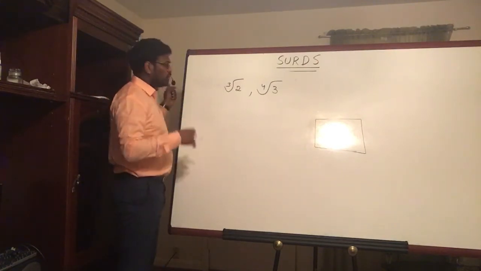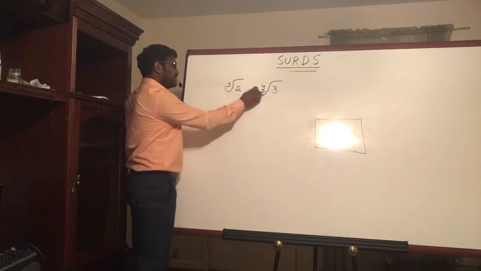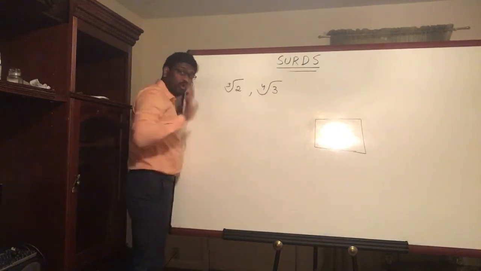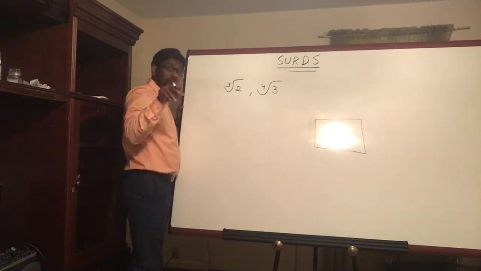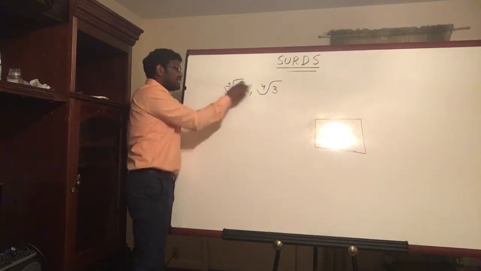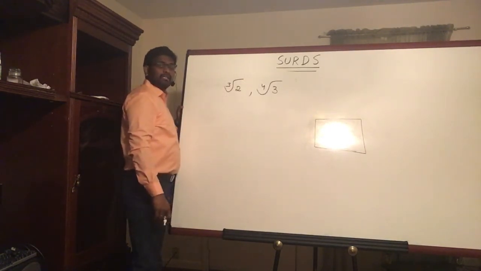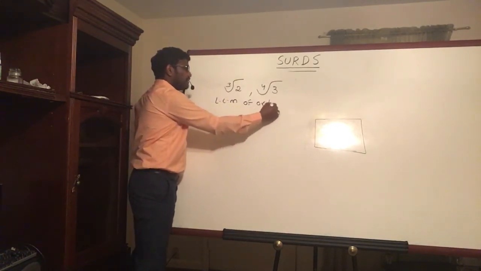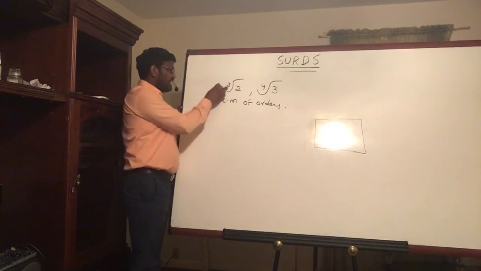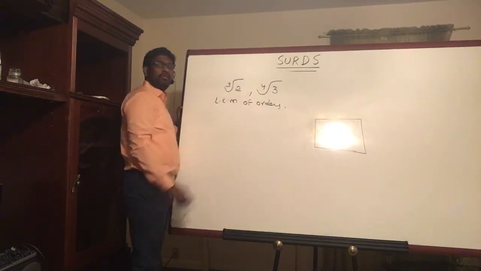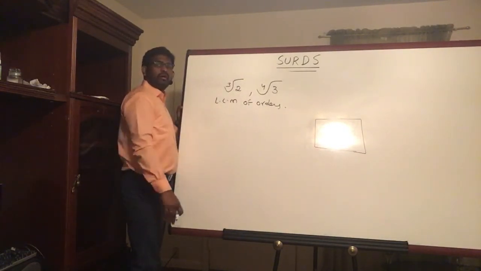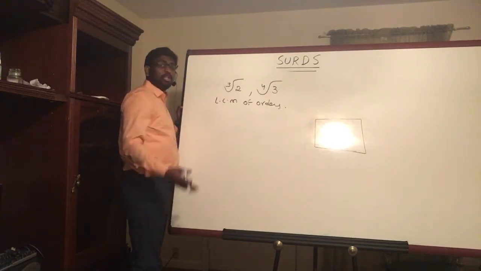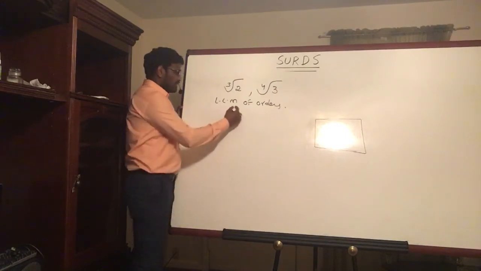The simple way to do this is to take the LCM of 3 and 4. The LCM of the orders, not the radicands. Don't take the LCM of the radicands. This is important: you need to take the LCM of the orders. What is the order here? 3. What is the order here? 4. What is the LCM of 3 and 4? Their GCD is 1, so directly we can multiply them. 3 times 4 is 12. So the LCM is 12.